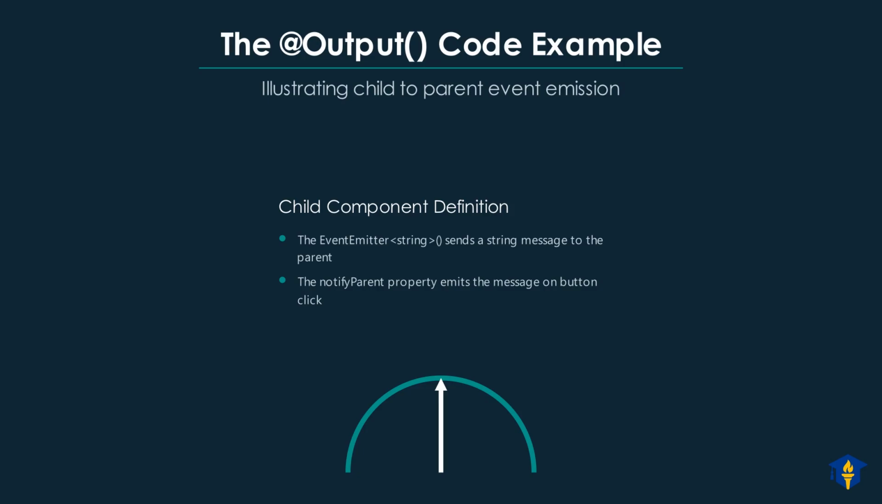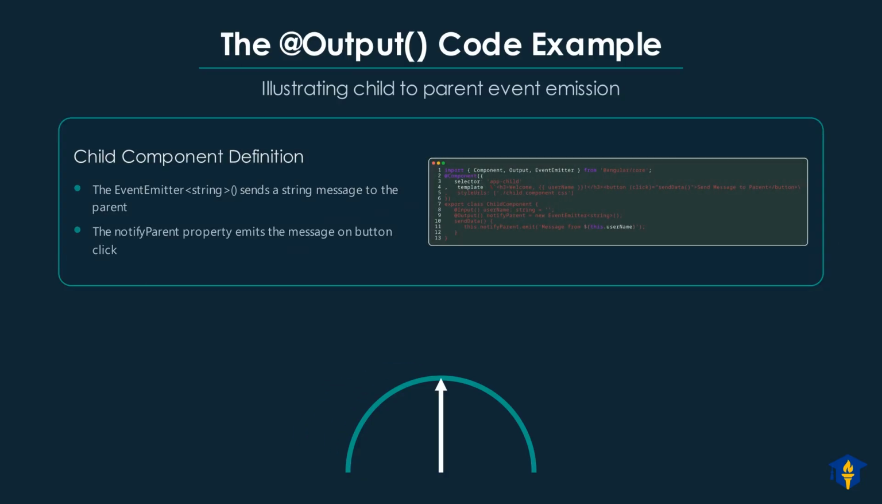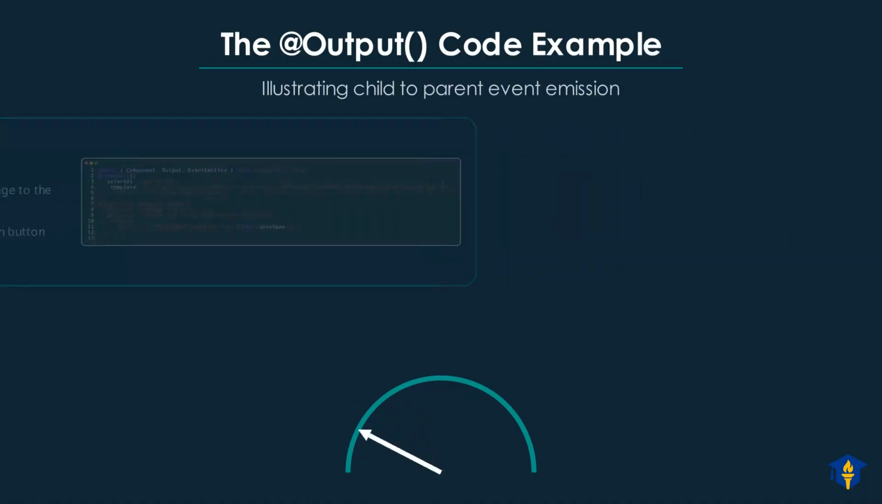The EventEmitter<string> creates an event that sends a string message to the parent on button click. This code defines an output property, notifyParent, that emits a message when the sendData method is called.